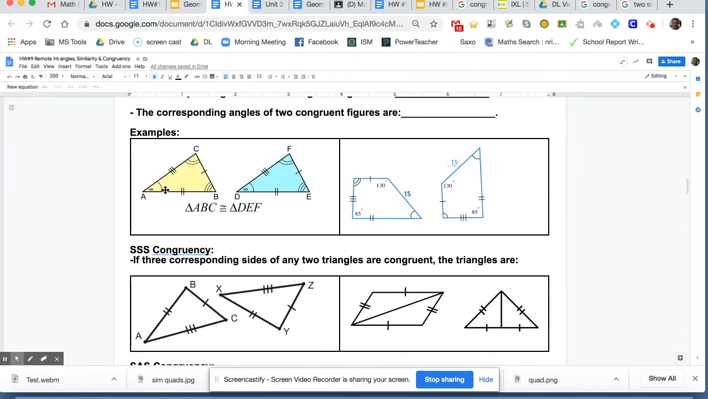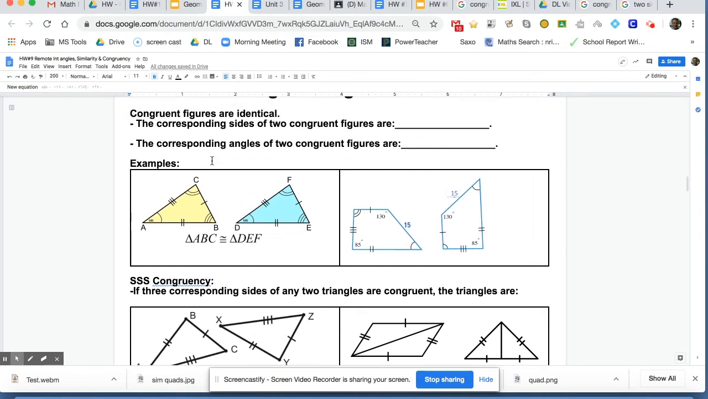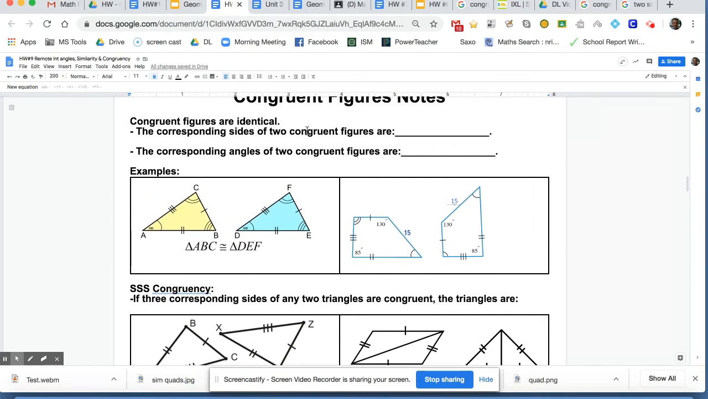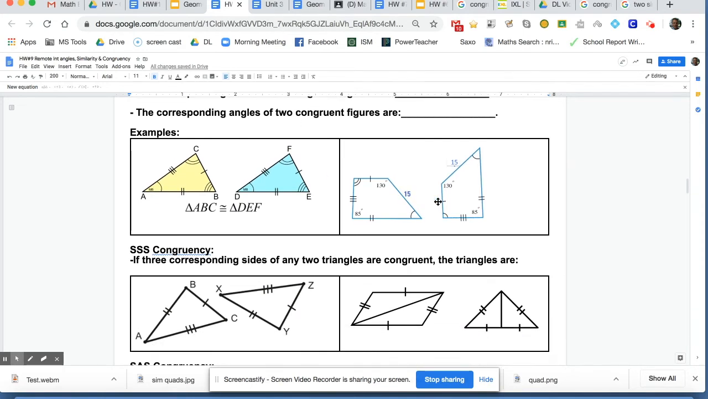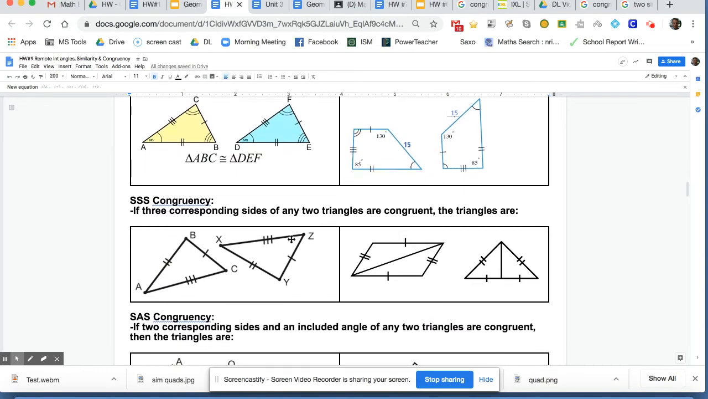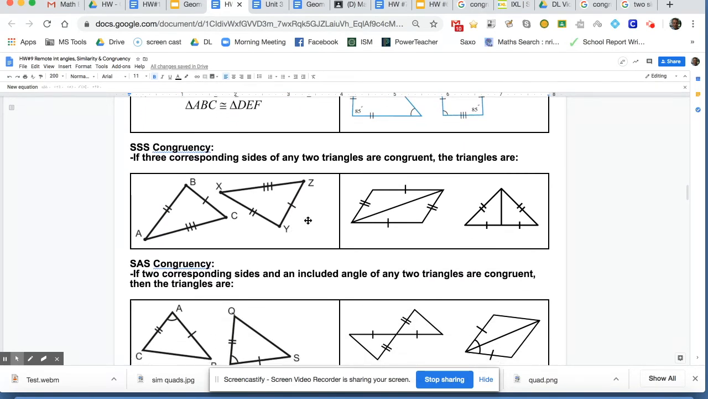So if two objects are considered to be congruent, this is the notation that we use for that. Triangle ABC is congruent with triangle DEF. And that means that the corresponding sides of congruent figures are congruent, and also the corresponding angles are congruent. Okay? So they're just identical figures. It's important that we make sure that we get the corresponding parts.